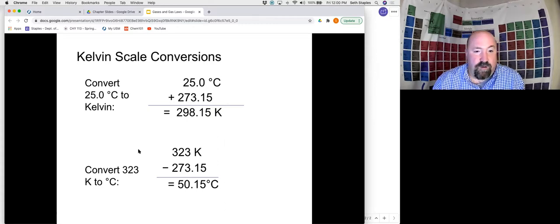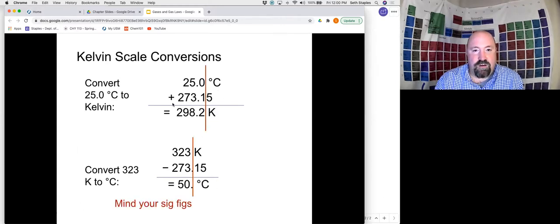To convert from Kelvin to Celsius, we just subtract 273.15. That's it. When you are doing this though, make sure to be mindful of your significant digits. And so we are going to take the sig figs for Kelvin into consideration here. And so you'll note where we're actually going to cut those off. And so just be mindful of that when you are conducting your conversions.